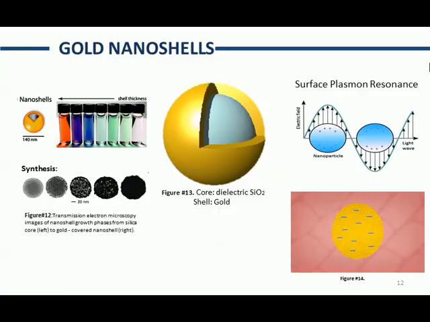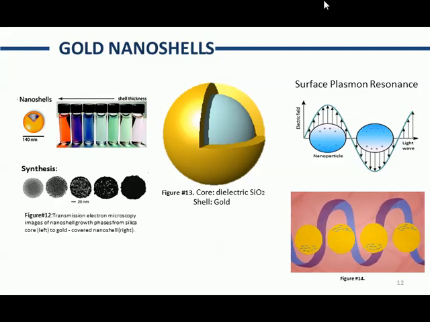The final nanoparticle that I am going to talk about is gold nanoshells. Gold nanoshells are spherical particles with diameters typically ranging from 10 to 200 nanometers. They are composed of a dielectric core, as you see in figure 13, covered by a thin gold shell. The synthesis or fabrication of these gold nanoshells is made by a growth of gold colloid, and you can see in figure 12 a transmission electron microscopy image.